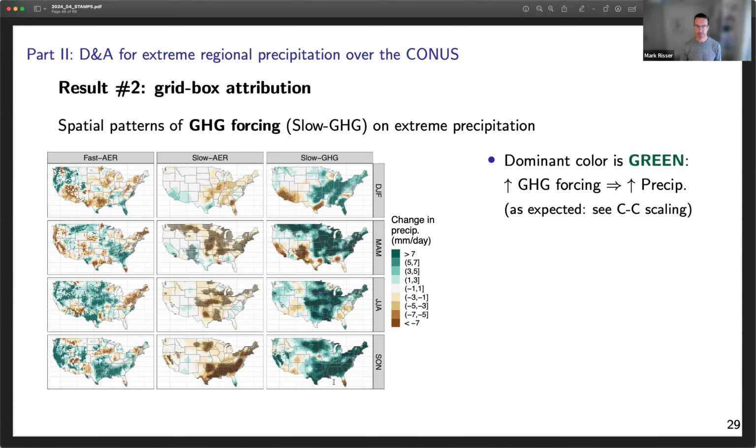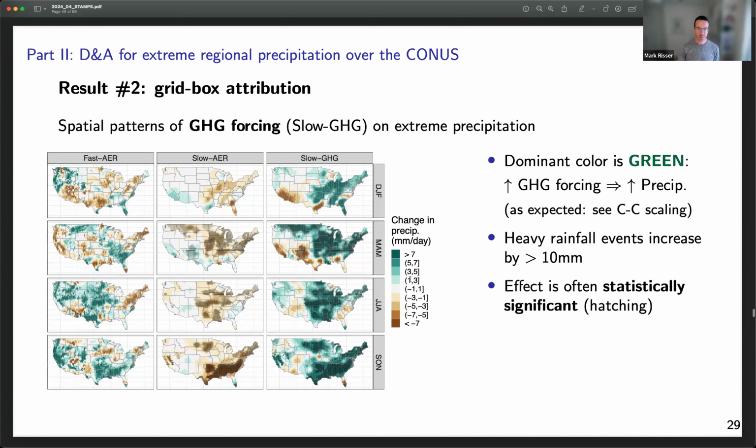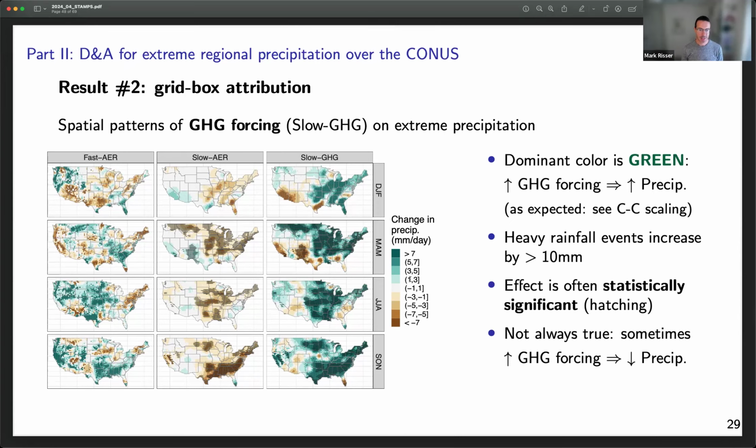And that is exactly what we would expect from the Clausius-Clapeyron equation, which says that rainfall increases by 6% per degree of warming. Looking at the limits of this color bar, remember, we're talking about daily precipitation extremes. So the largest precipitation total in a season is now increased by as much as 10 millimeters in some places. That's the magnitude of the response here. And again, we have a lot of places that are statistically significant, indicated by the hatching.